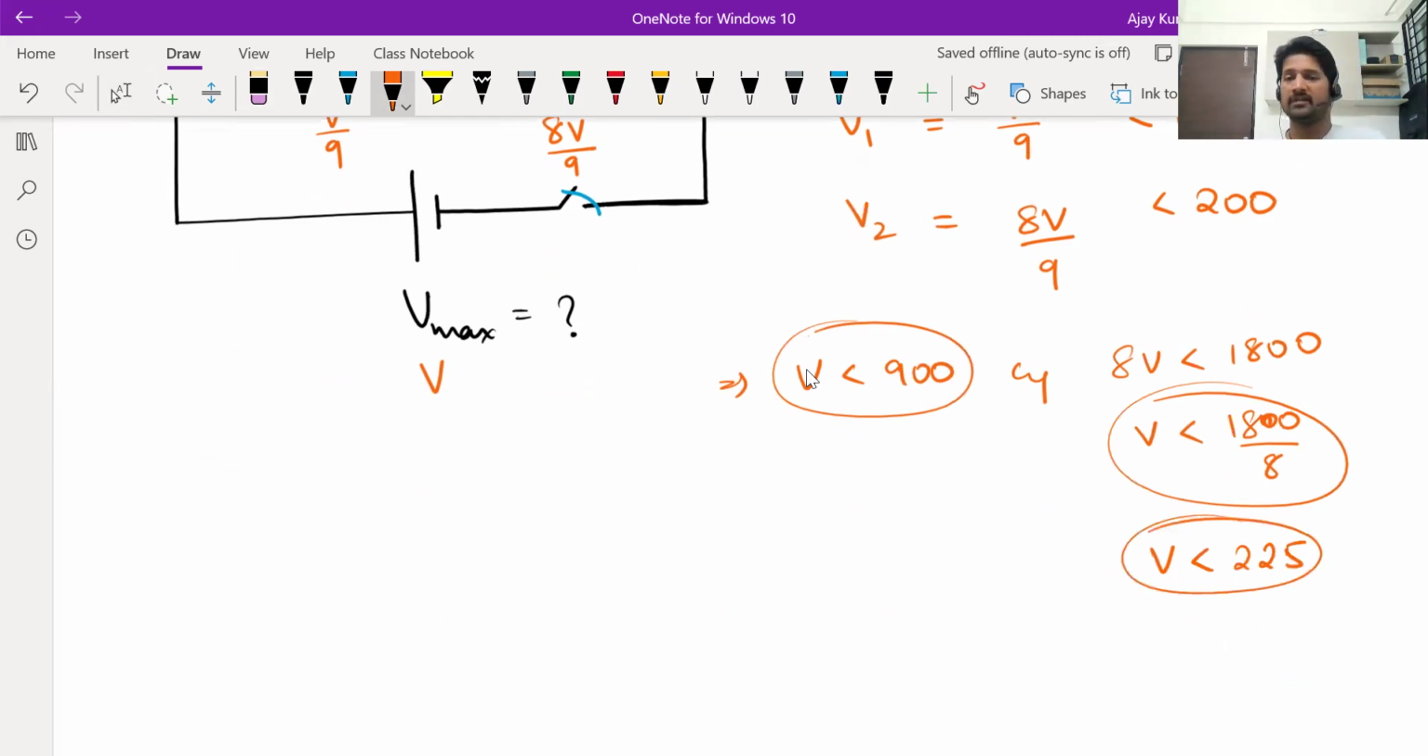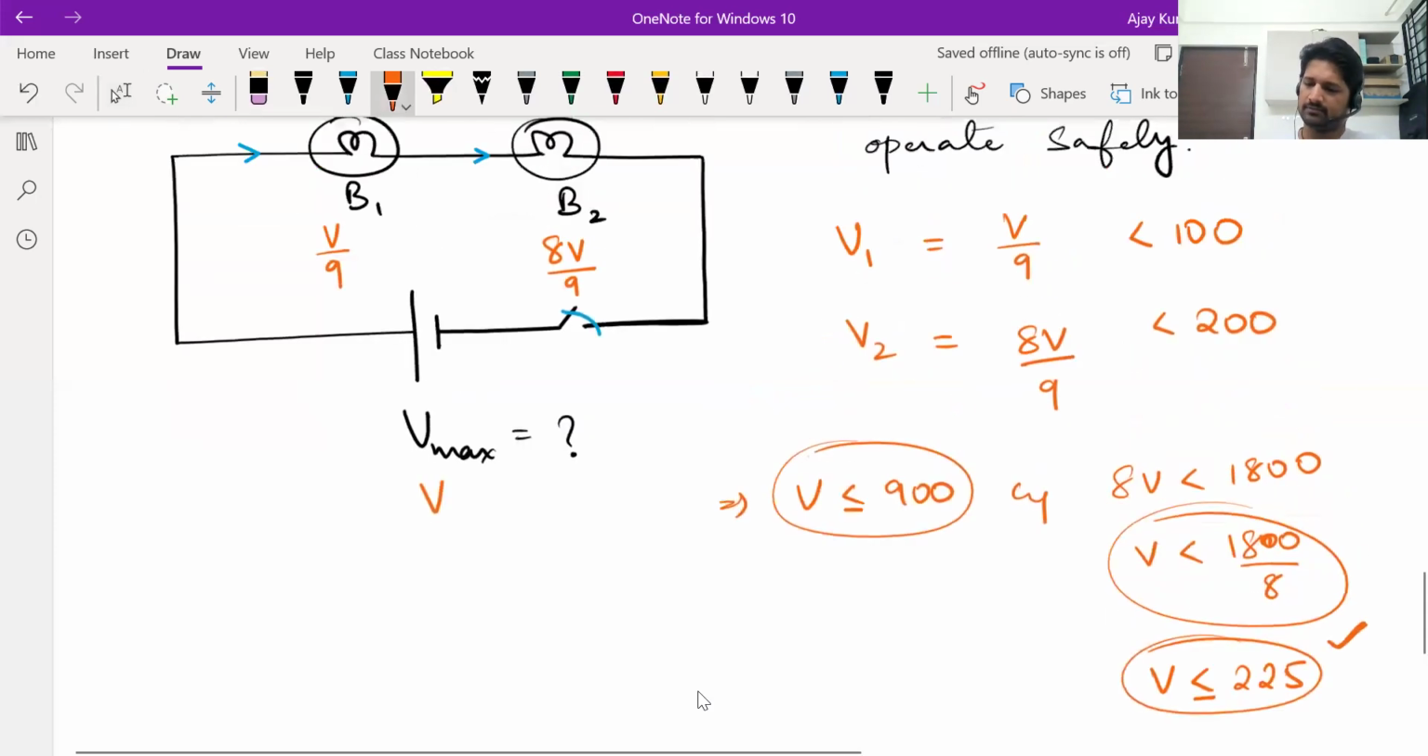For the first bulb to operate safely, V should be less than 900. And we want both bulbs to operate safely. So we'll take the smaller of the two values. I mean, it should be less than 900. It should be less than 225 as well. Or equal to also, you can say. Yeah. So that way you can find out the maximum voltage that you can apply. Is the idea clear to all of you? Any doubts?